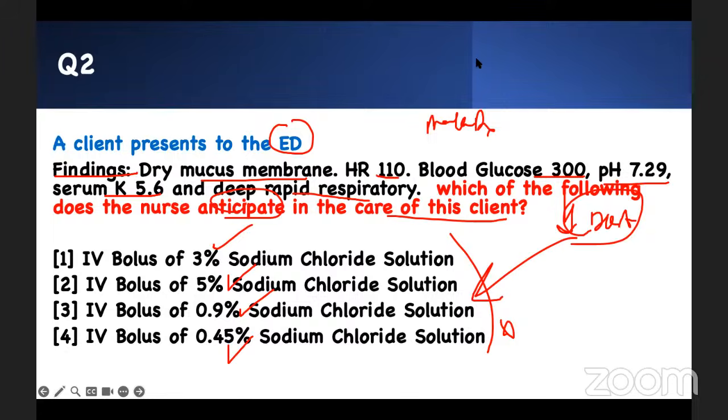You make the diagnosis, you know that this is DKA. Therefore, what am I going to give this patient? What do you think? 3%, 5%, 0.9%, 0.45%. What is the fluid for resuscitation? What do you think?